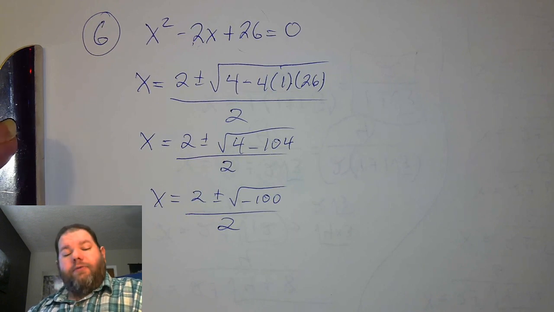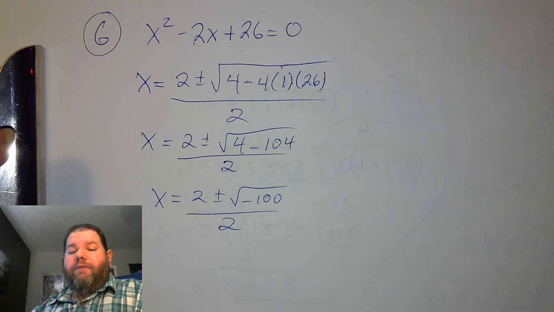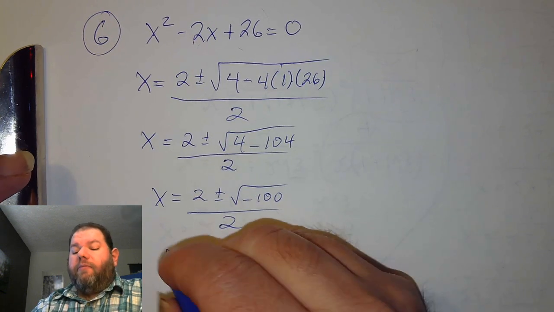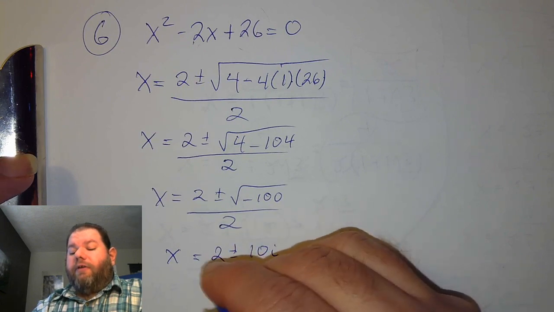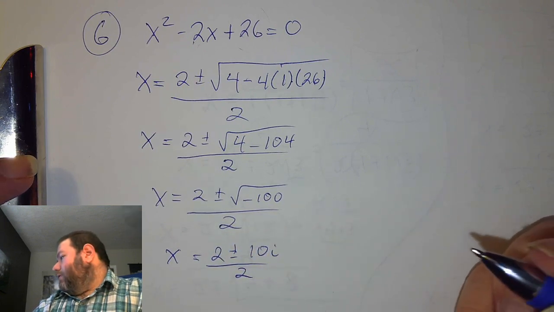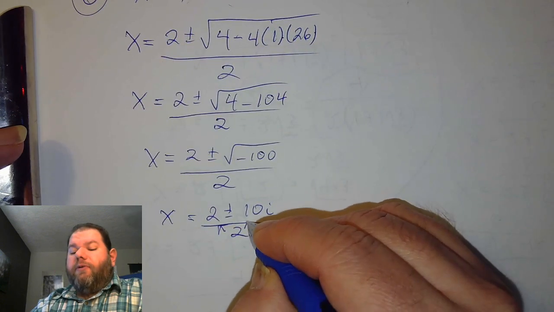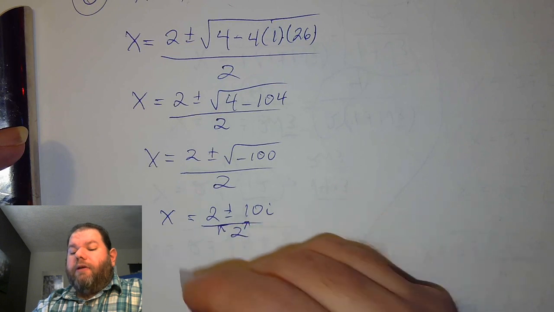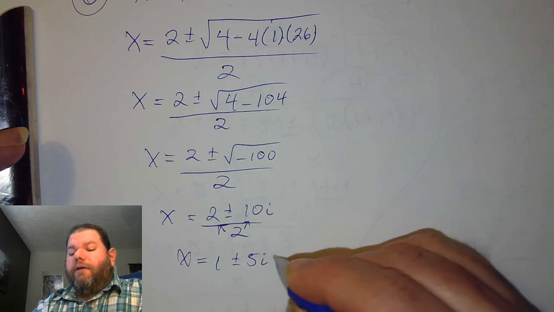And so we think of the square root of negative 100. Well, it's the square root of 100, which is 10. And then because it's negative, we again know it's imaginary, so we'll put 10i. So 2 plus or minus 10i divided by 2. And then we can just divide each of these numbers on top by the 2 on bottom. So x is 1 plus or minus 5i.